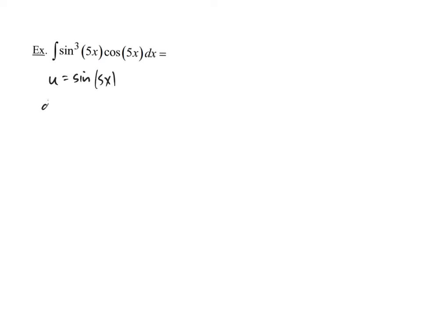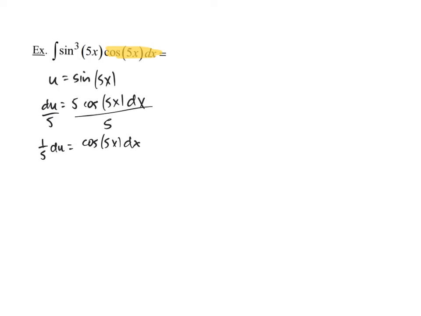That means that my du is going to be 5 cosine of 5x dx, and I notice that I have that in the problem, except for the 5. And of course, if I don't have the constant, then I know I'm going to be able to fix that pretty easily just by dividing both sides of this by 5, so that I get 1/5 of du is equal to cosine 5x times dx. Okay, so up here, this will be 1/5, the integral of du.